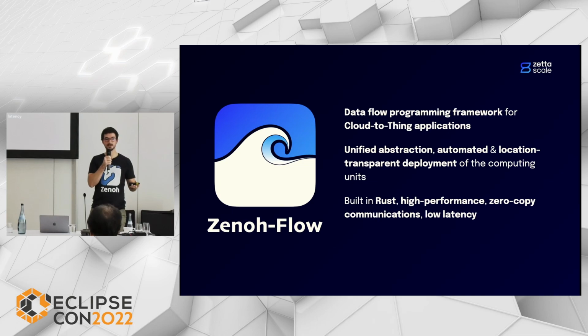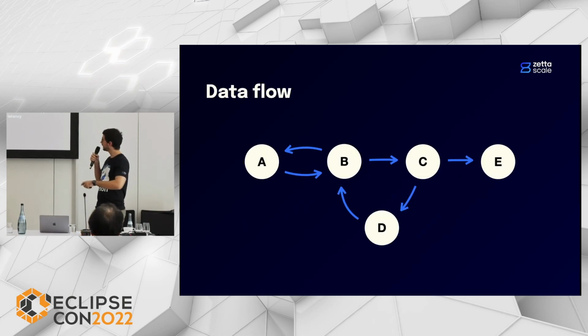What that means is, as a developer, you don't have to know where your nodes, where your components are going to be deployed. We're going to do that for you based on a set of requirements and tags. We built that technology, just like Zenoh, on Rust, for high performance. We can do zero-copy communications and even optimize communications depending on where your data flow is deployed. And we want low latency.